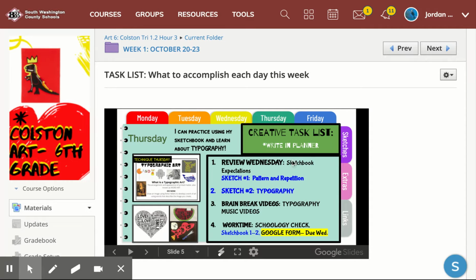So review. If you were in class today in person, we would go over those sketchbook expectations again, which I'll do in a second. We would then spend time working on that pattern and repetition sketch that we learned about yesterday. We would take a break and move on to our second sketch. So our first page is the pattern and repetition, and we would flip to a new page in our sketchbook for typography, which you will learn about here in a minute. There are brain break videos for typography on the last slide, and then the work time is to get to work on those sketches 1 and 2.